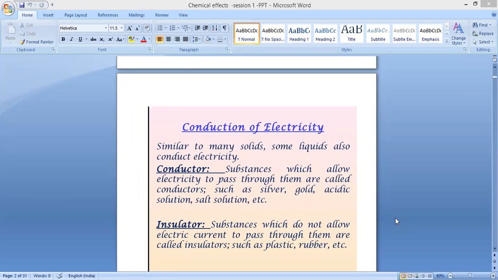Good morning, students. Today I'll be starting the new chapter, chapter 14, chemical effects of electric current. So what is meant by electricity? Electricity means the movement of electrons.